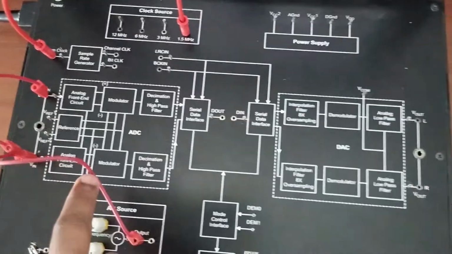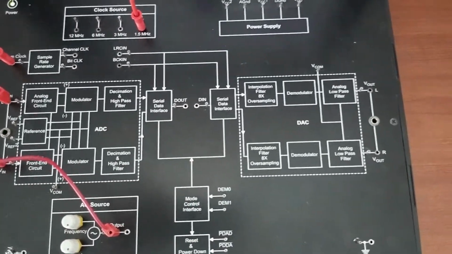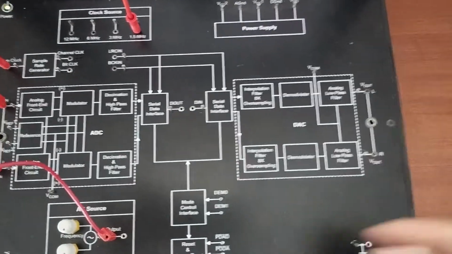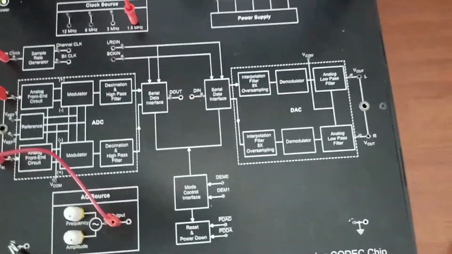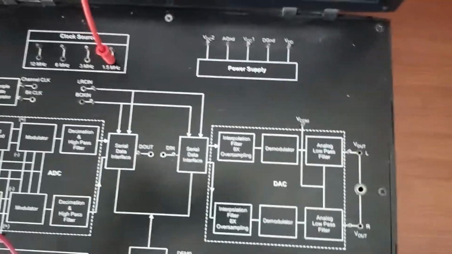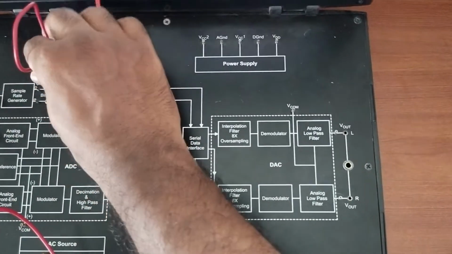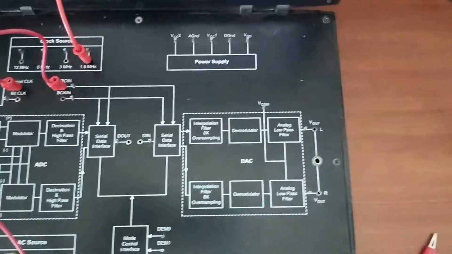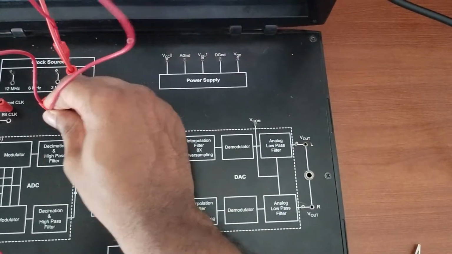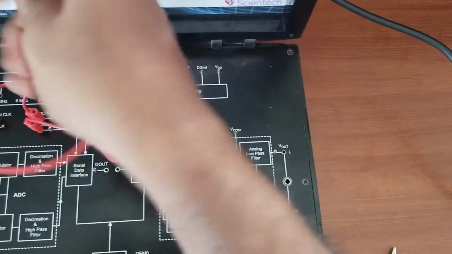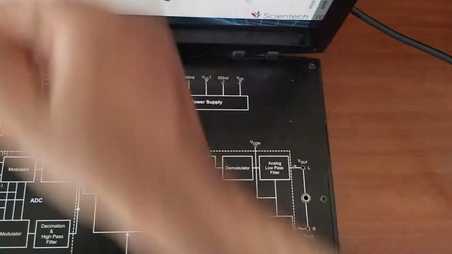This is the input connection, and to observe the output, we are using the serial data interface from the analog to digital converter to the output. For this serial data interface we also need two input signals, the channel clock and the bit clock. To connect the channel clock and bit clock, I am using the sample rate generator. So this is the channel clock and this one is the bit clock. These two input signals provide the control signals to the serial data interface.